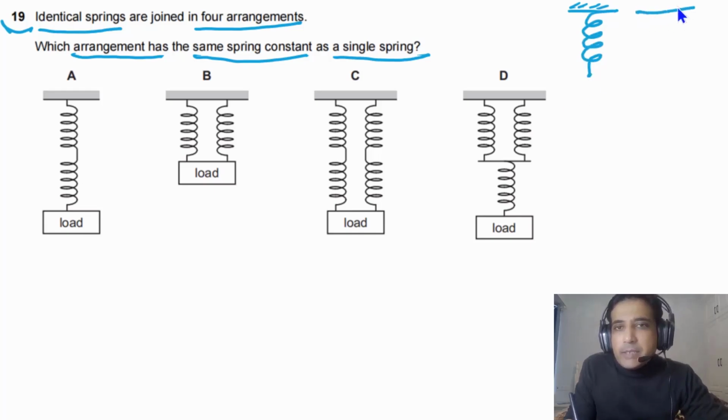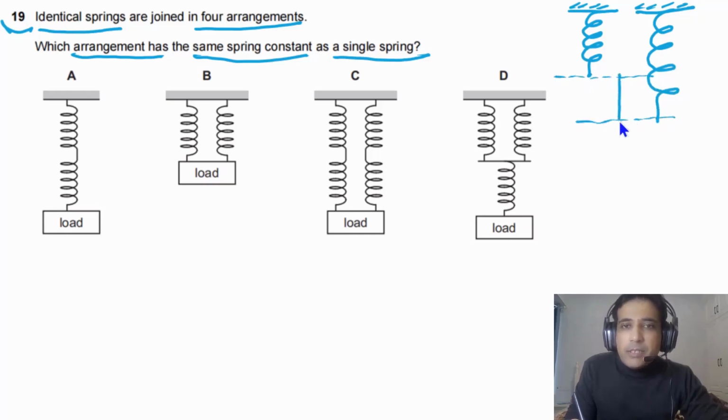And let's say we apply force on this single spring and it is extended by a certain amount. Extension in this one, let's say, is equal to x after applying force F. So when we apply force F on this one, it is extended by this amount. And let's say the spring constant of this one is K. Now we need to look at the given options.